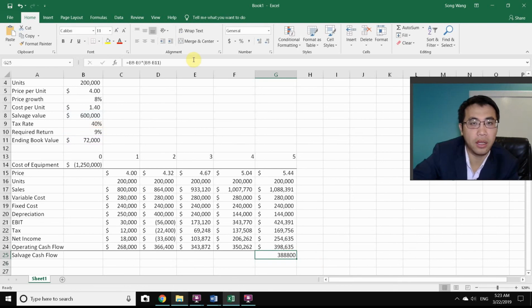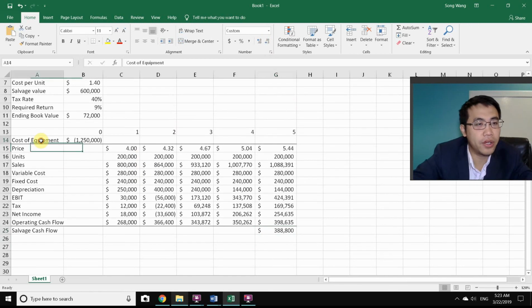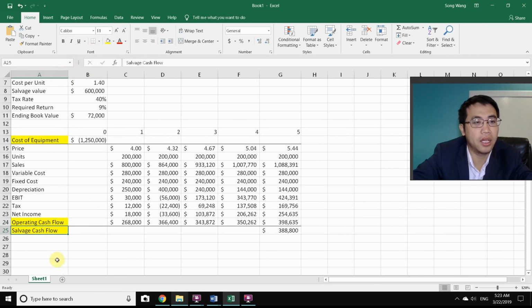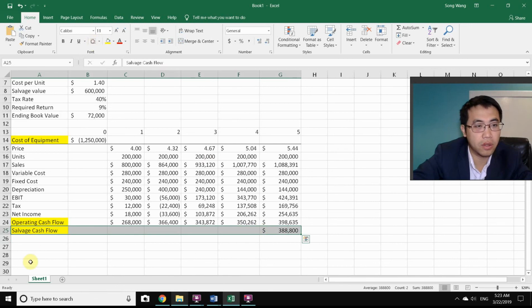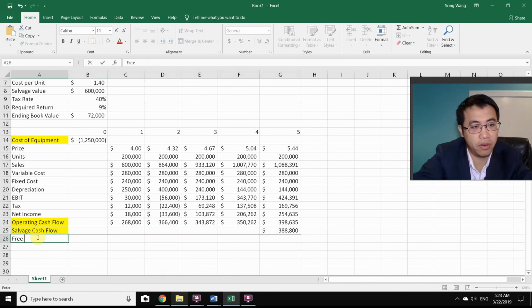All right, and then you put a dollar sign here. So you have 3 components: you have the cost of equipment, you have the operating cash flow, and you have the salvage cash flow. These 3 components will make the free cash flow. So the last one is the free cash flow.